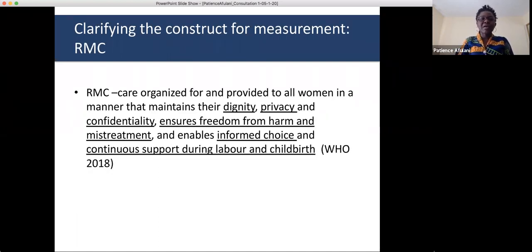So the first key construct here is respectful maternity care. There is no universally agreed on definition of respectful maternity care, but there are a number of definitions, including the one proposed by WHO. RMC is defined here as care organized for and provided to all women in a manner that maintains their dignity, privacy, and confidentiality, ensures freedom from harm and mistreatment, and enables informed choice and continuous support during labor and childbirth. I have underlined key domains within the broader construct of RMC that are critical to measure. And these components are essential to identifying standards for RMC.